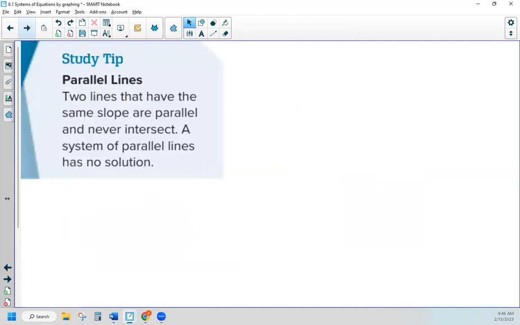All right, guys, here we go. Parallel lines. Just kind of read this through, put this information in your mind. 2 lines that have the same slope are parallel and never intersect. A system of parallel lines has no solution. That's probably like the 9th time I say this, but it doesn't hurt.